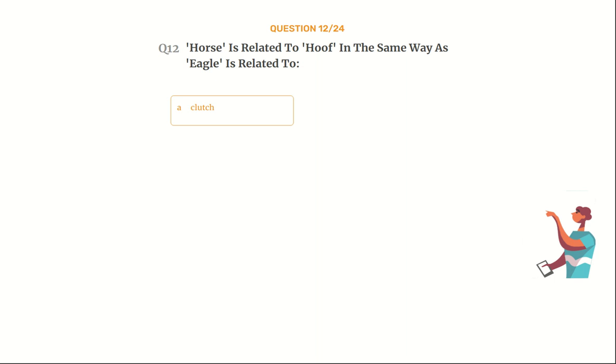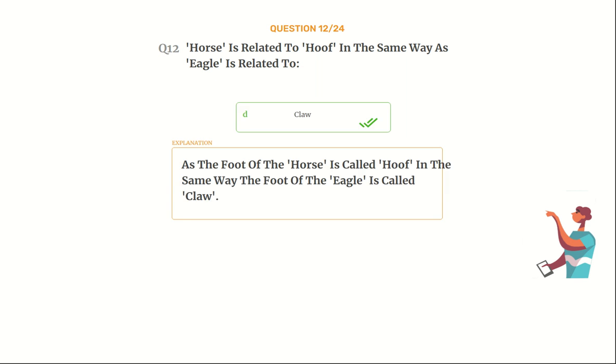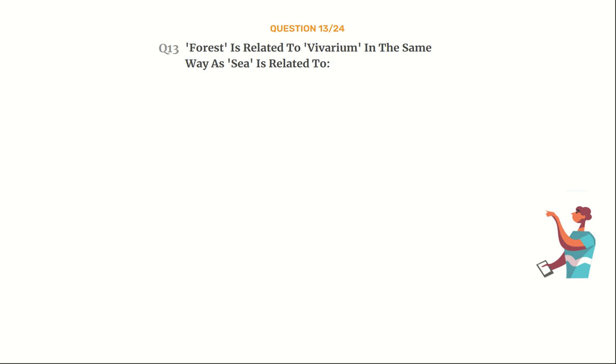Question number 12. Horse is related to hoof in the same way as eagle is related to? Option A. Clutch. Option B. Leg. Option C. Foot. Option D. Claw. The correct answer is option D. Claw. As the foot of the horse is called hoof, in the same way the foot of the eagle is called claw.